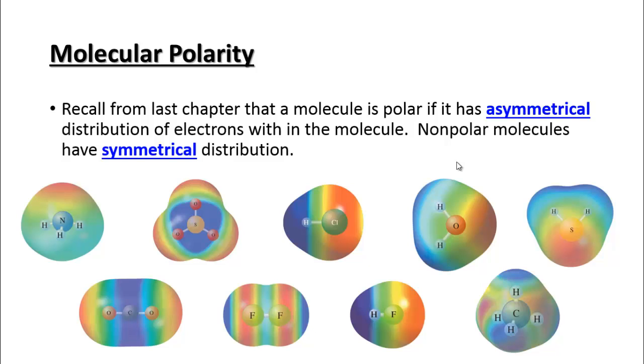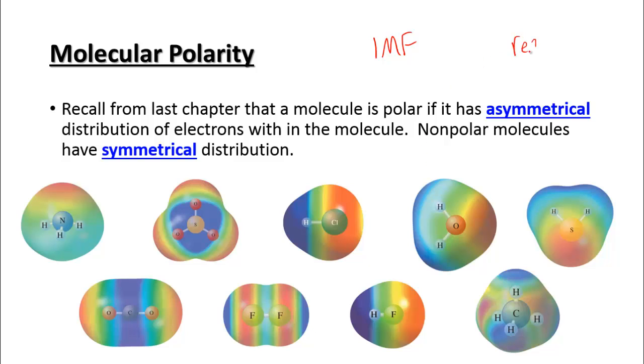Alright, so to figure out what kind of IMF is going to take place in a molecule, or between molecules, because intermolecular force starts with molecular polarity. Recall from last chapter that a molecule is polar if it's asymmetrical, and nonpolar molecules have a symmetrical distribution of the electrons. Here are some electrostatic maps that show electron distribution in atoms.